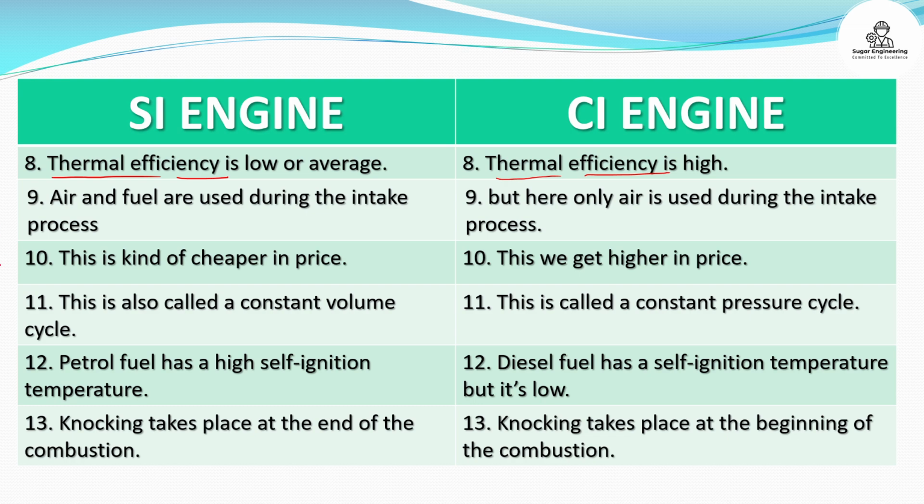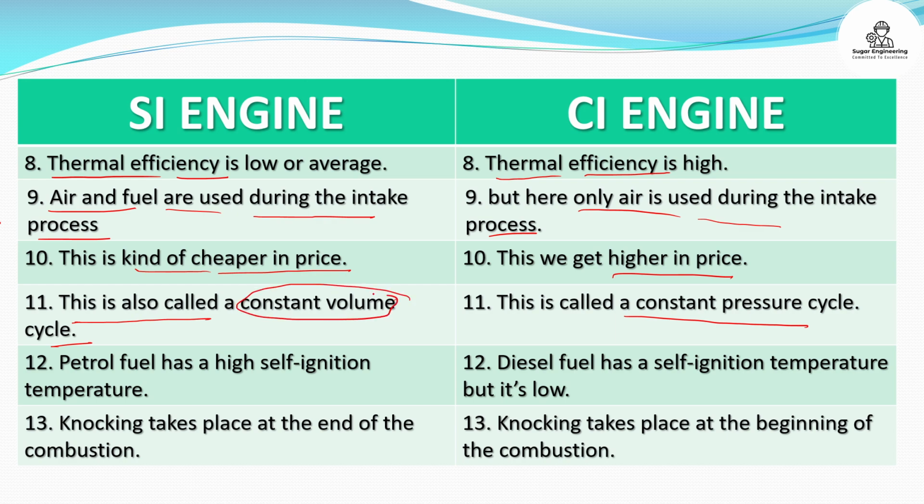In SI engine, air and fuel are used during the intake process, whereas in CI engine, only air is used during the intake process. SI engines are generally cheaper in price, whereas CI engines are generally higher in price. SI engines are also called the constant volume cycle and the CI engines are also called the constant pressure cycle. We will discuss both constant volume cycle and the constant pressure cycle in our next video.